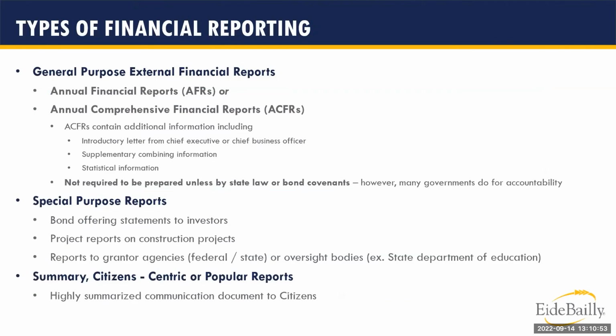I mentioned some jargon. The basic financial statements are contained in AFRs, and additional information may be presented, including an introductory level letter, supplementary information, combining information, as well as statistical information on your government. Those are part of what's called an annual comprehensive financial report, or an ACFR. ACFRs are not required by GAAP, but there is GAAP for such reports if they are presented. However, some state and local governments require ACFRs. So again, go with what the law says.